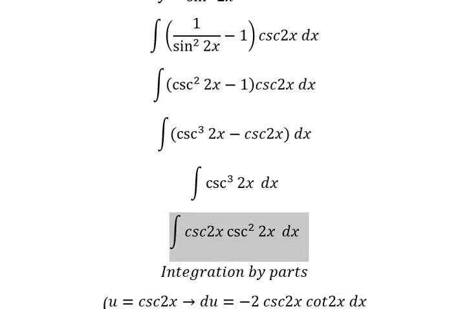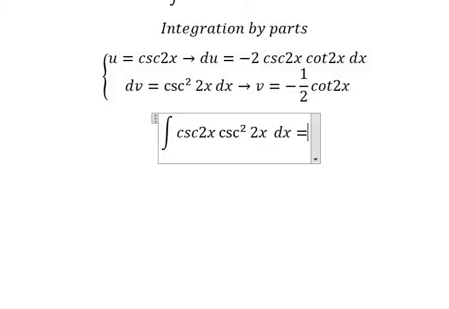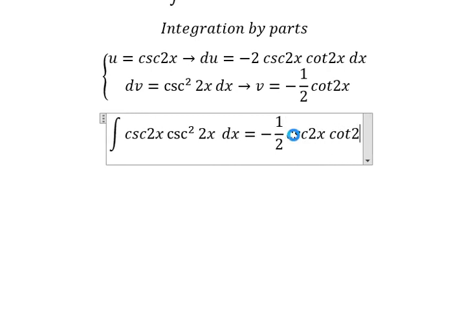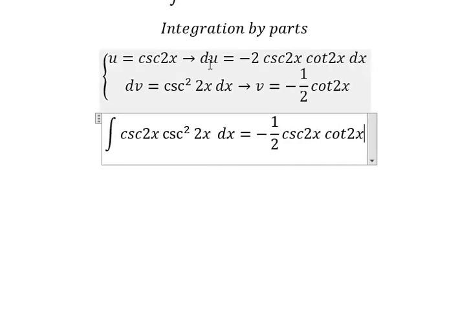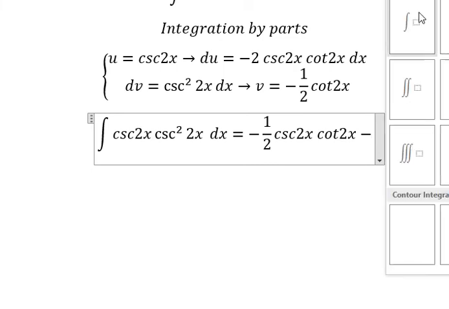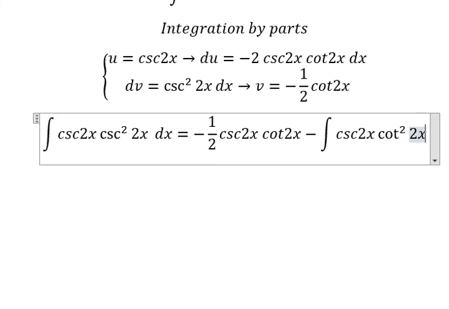So we have u multiplied by v, and then you get negative 1 over 2 cosecant of 2x cotangent 2x. Next, du multiplied by v: negative 2 multiplied by negative 1 over 2, they cancel. But we have another negative sign in here, so we have negative the integration of cosecant of 2x cotangent 2x squared dx.